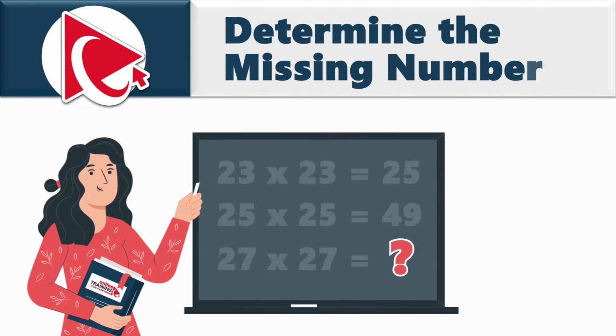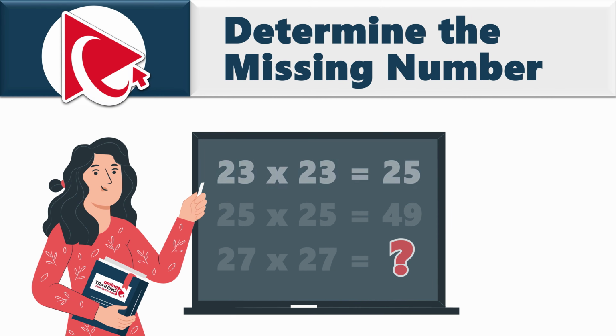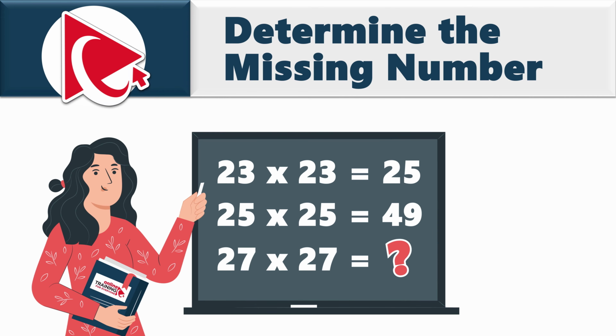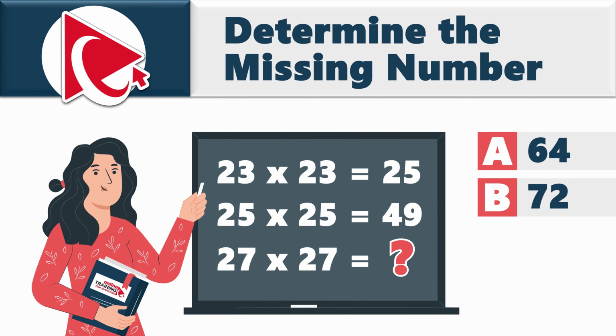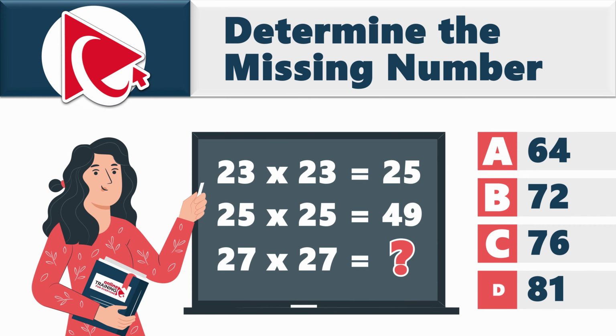In fact, you're presented with 3 of those expressions. The first one is 23 multiplied by 23 equals 25. The second one is 25 multiplied by 25 equals 49. And the third one is where you need to find the missing number. The expression is 27 by 27, and the result of it you need to select out of 4 possible choices. Choice A, 64, choice B, 72, choice C, 76, and last but not least, choice D, 81.